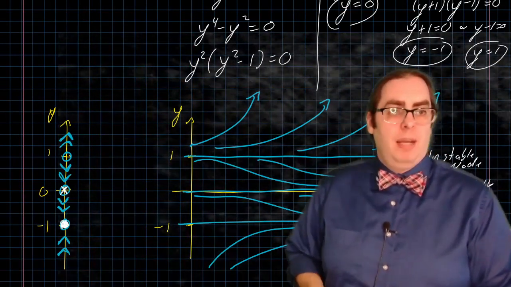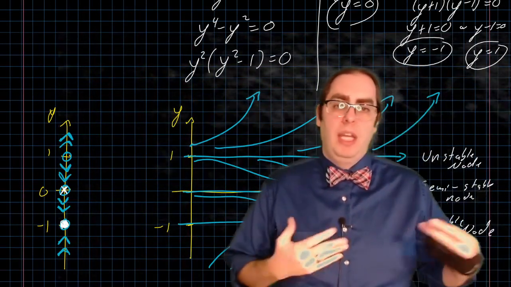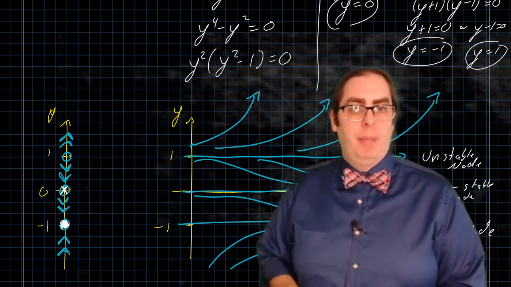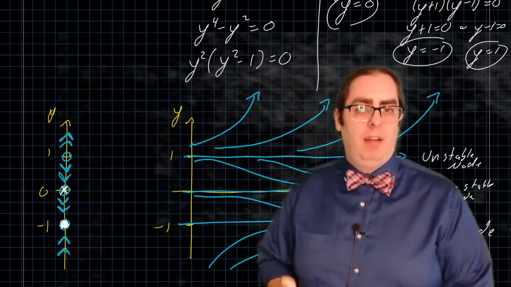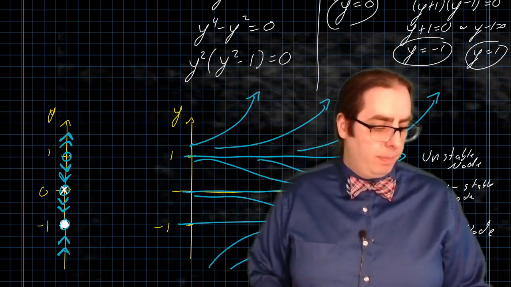So by thinking about the stability here, by thinking about the critical value and where the function is increasing or decreasing, we can get a lot of information about the behavior of the system right there.